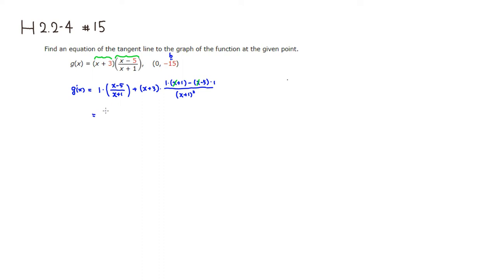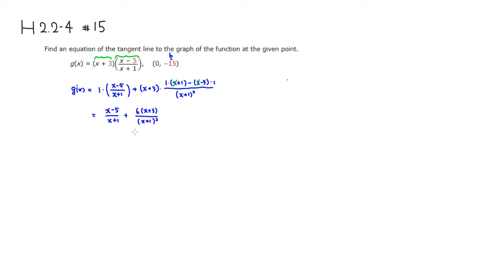By cleaning up, we're going to get this. The 1 doesn't really do anything, so I'm going to put (x - 5)/(x + 1), plus 6 times (x + 3) over the quantity (x + 1) squared.